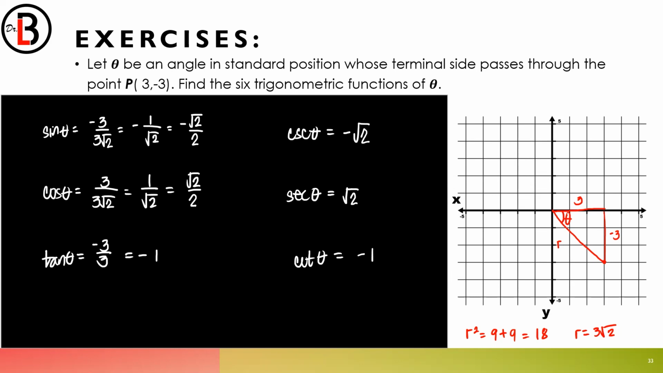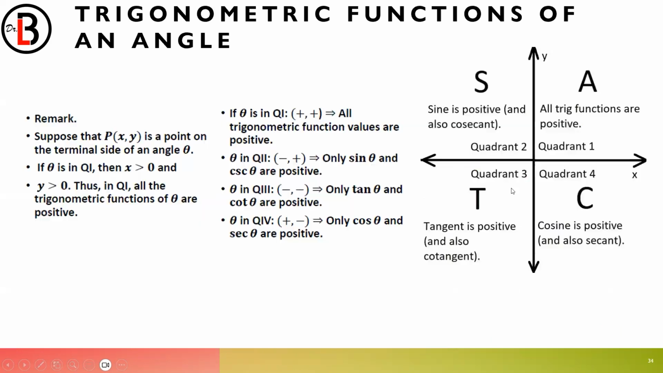All right. So there are questions. How did we get a -3 in here? Take note. The point is positive x, negative y. So positive x, it goes to the right. Y is negative, it goes down. Right? Therefore, it's in the fourth quadrant. This is the point. Okay.